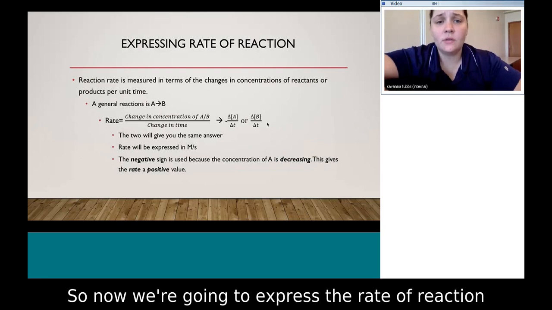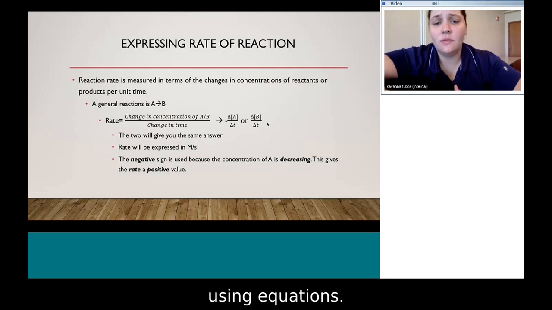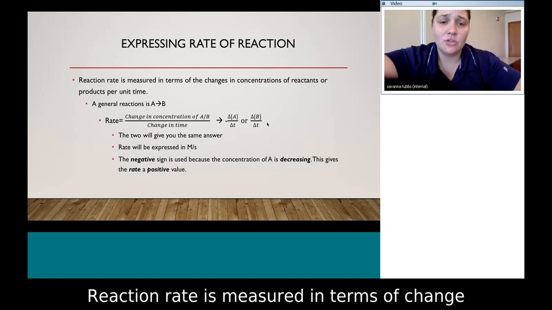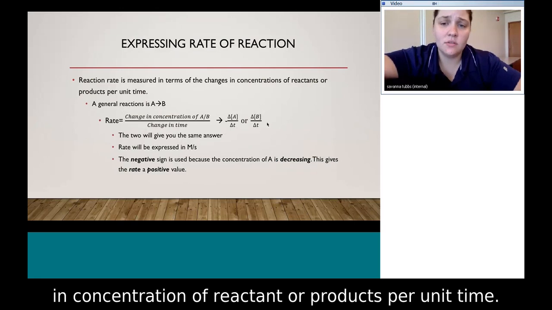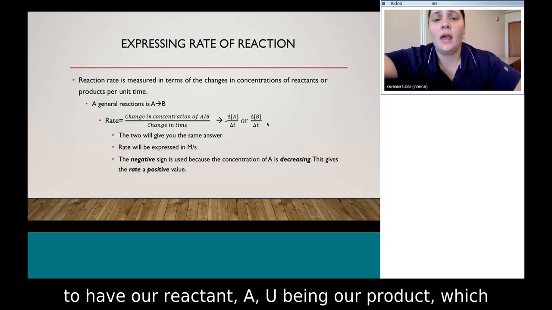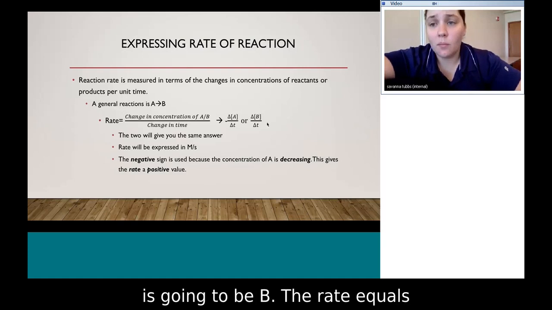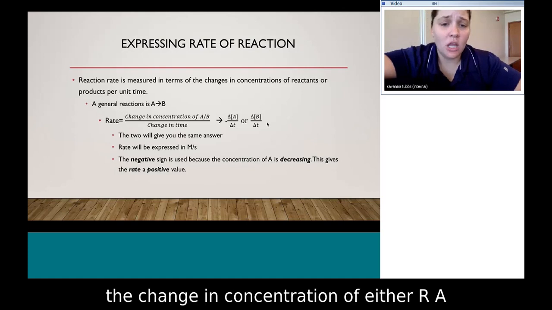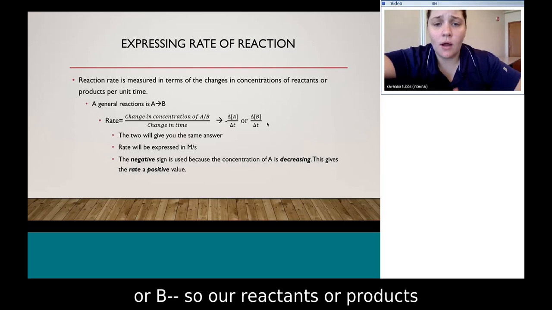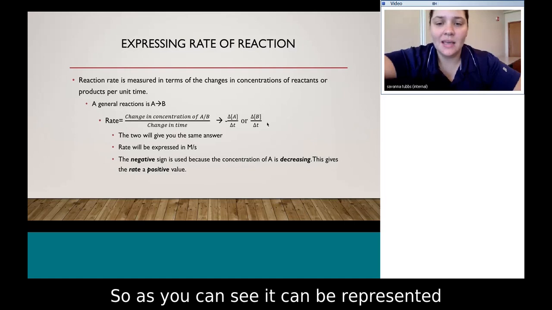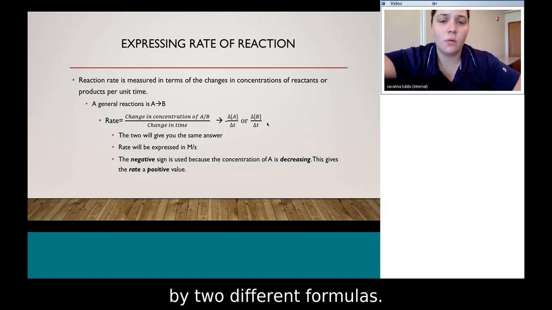So now we're going to express the rate of a reaction using equations. Reaction rate is measured in terms of change in concentration of reactants or products per unit time. For a general reaction, we're going to have our reactant A yielding our product, which is going to be B. The rate equals the change in concentration of either our A or B, so our reactants or products, over the change in time. As you can see, it can be represented by two different formulas.